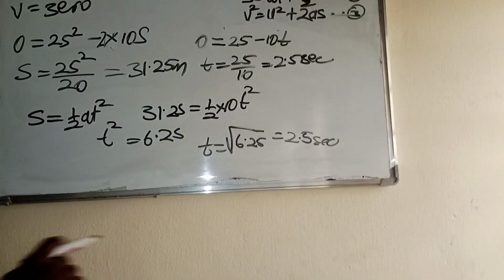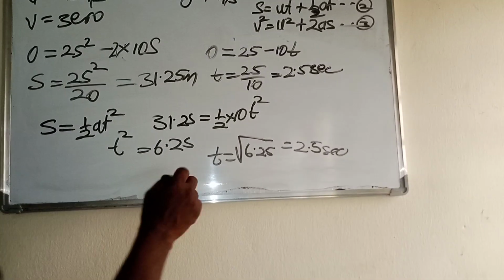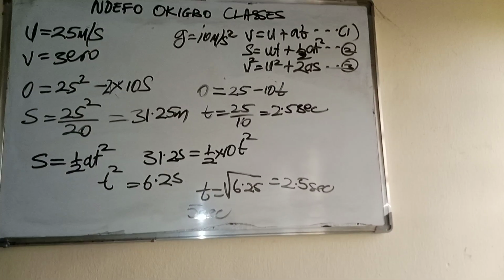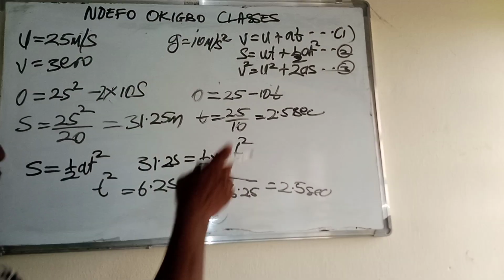So the total time used to come back to the thrower will be 5 seconds. You used 2.5 seconds to go up, you used 2.5 seconds to come back, twice this.